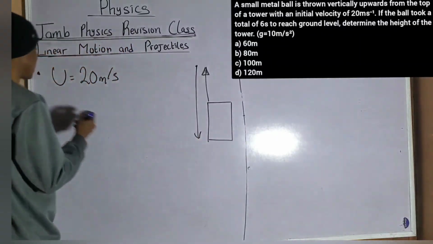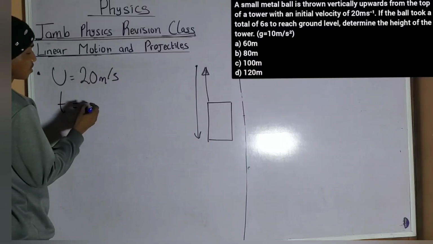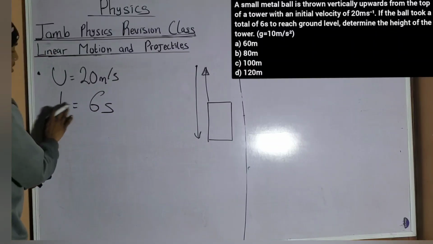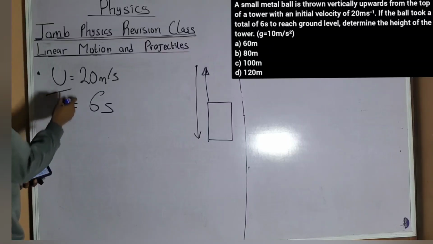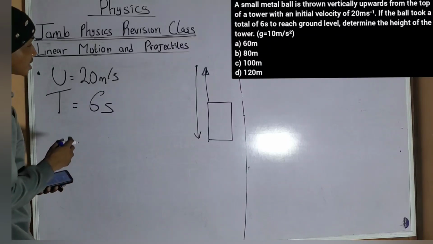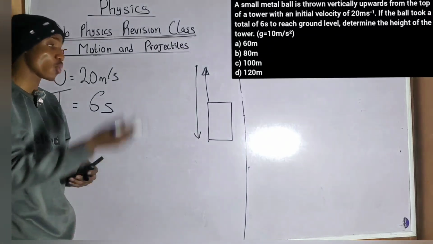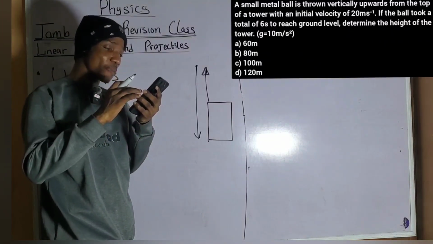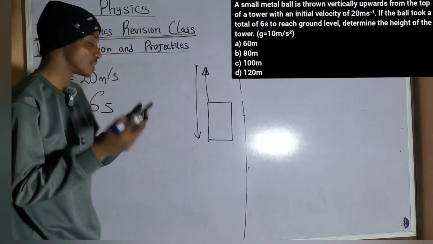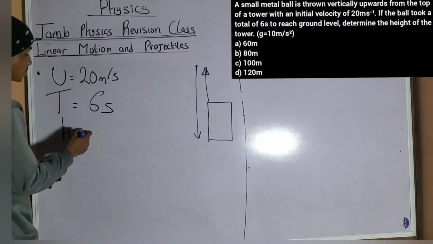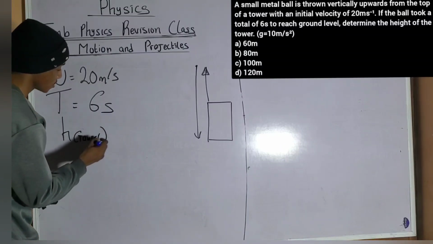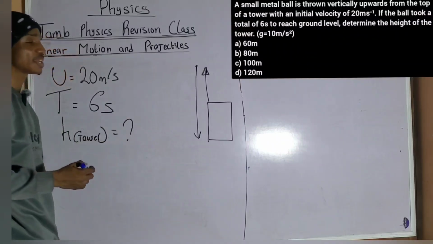So the time taken, 6 seconds. Total time taken. Let me represent it as capital letter T, so that you will not get confused. Total time taken is the time taken for the ball to go up when it was thrown up and come down. Okay. Now, we are asked to determine the height of the tower. So we are looking for H, the height of the tower. Now, please pay attention.